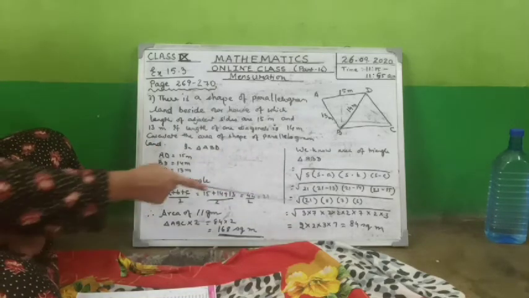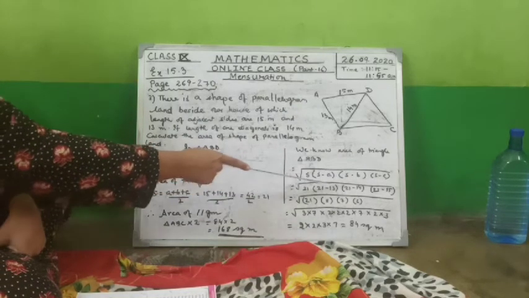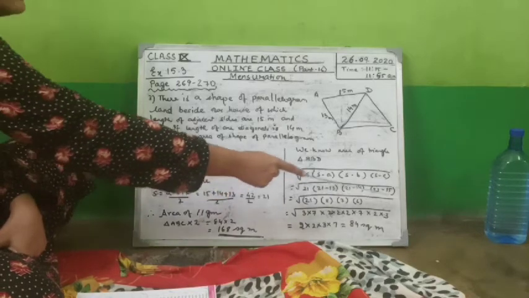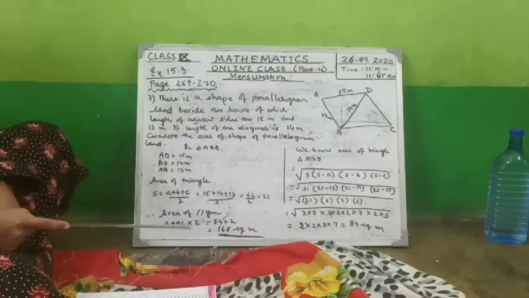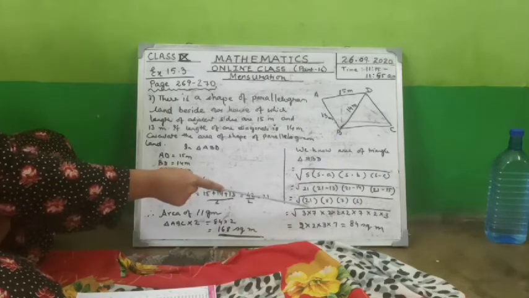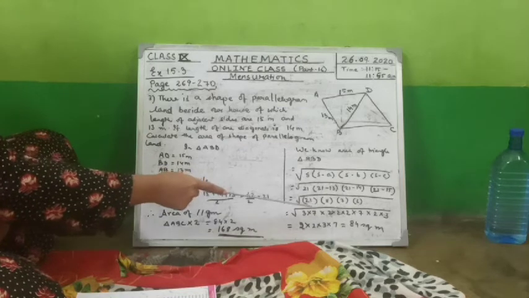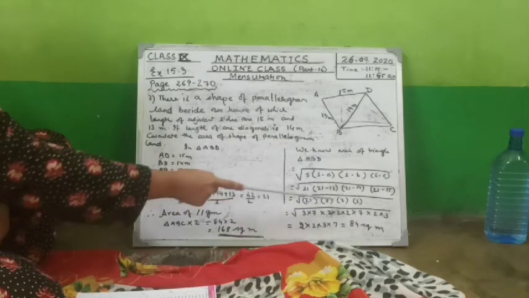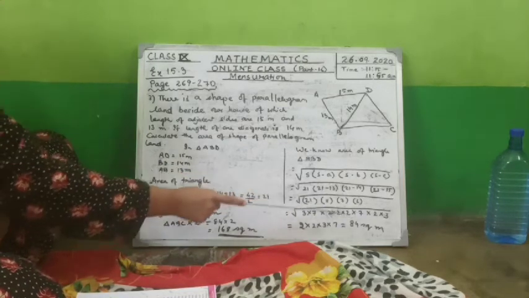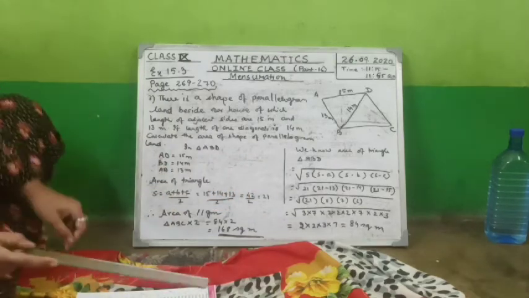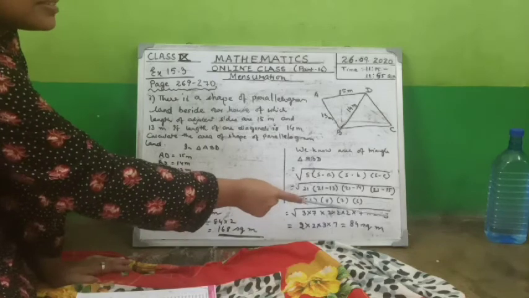Now what we'll get? We'll get 21. If you reduce it, this will be 8. This will be 7. And this will be 6. So we have to take it out of the root. So we are just splitting it. 21 means 3 into 7. 8 means 2 into 2 into 2. 7 will be 7 because it's a prime number. And 6 is equal to 2 into 3.